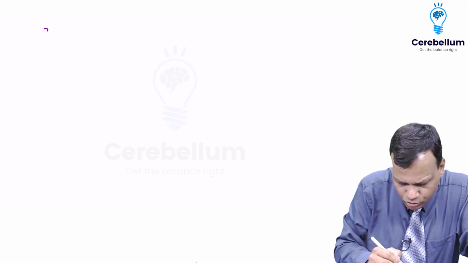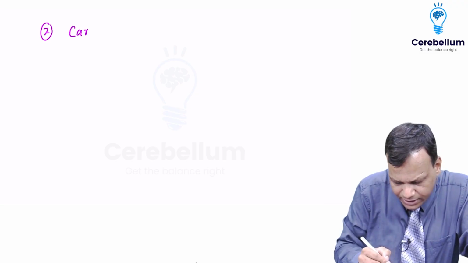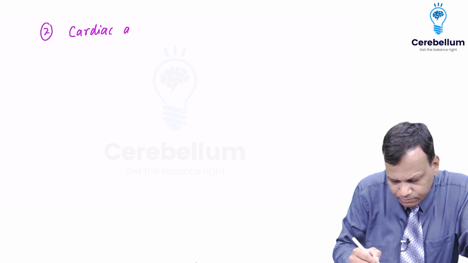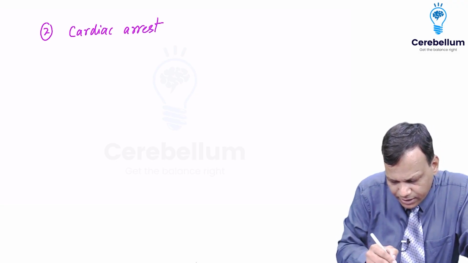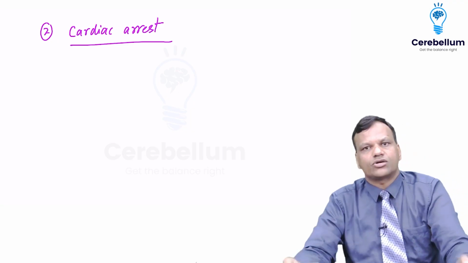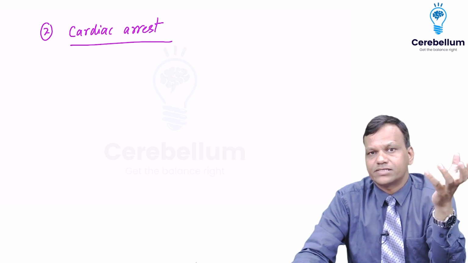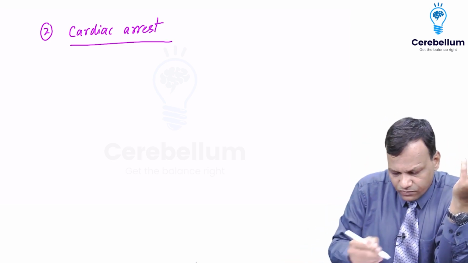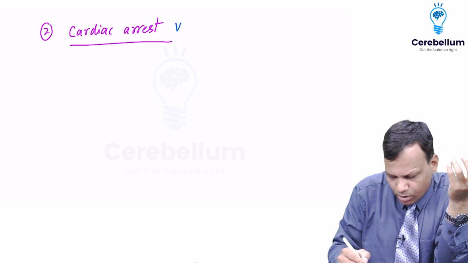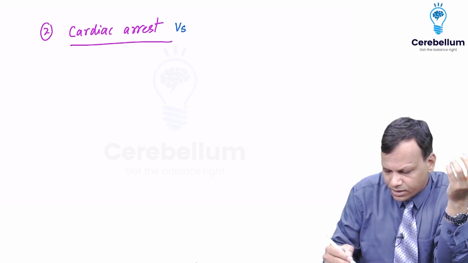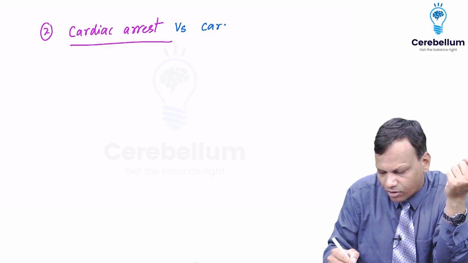Now coming to the second use of adrenaline, it is cardiac arrest. Adrenaline is used for cardiac arrest also. My first question is, what do you mean by cardiac arrest? Now there are certain terms which are very similar, so you should know about them. Cardiac arrest is one thing, then cardiac attack or heart attack.